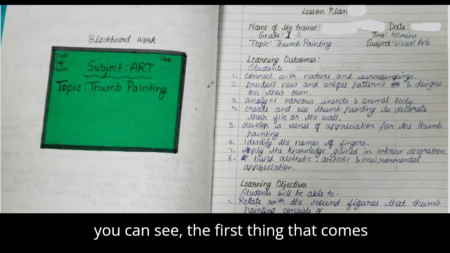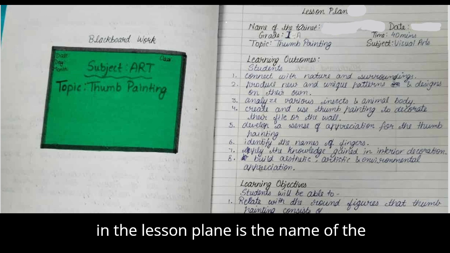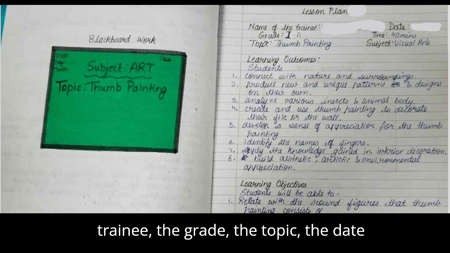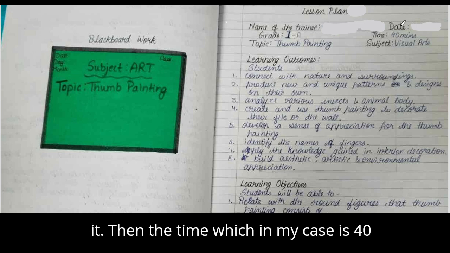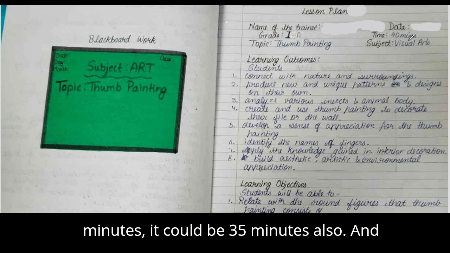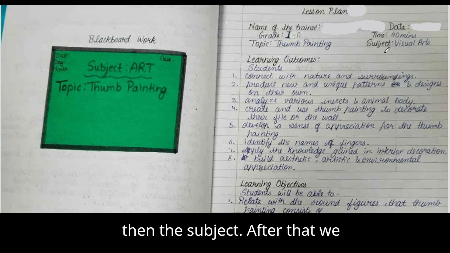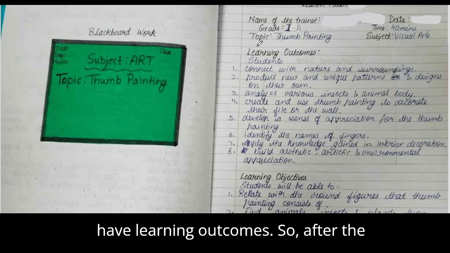As you can see, the first thing that comes in the lesson plan is the name of the trainee, the grade, the topic, the date on which you're going to be presenting it, then the time, which in my case is 40 minutes, it could be 35 minutes also, and then the subject. After that, we have learning outcomes.